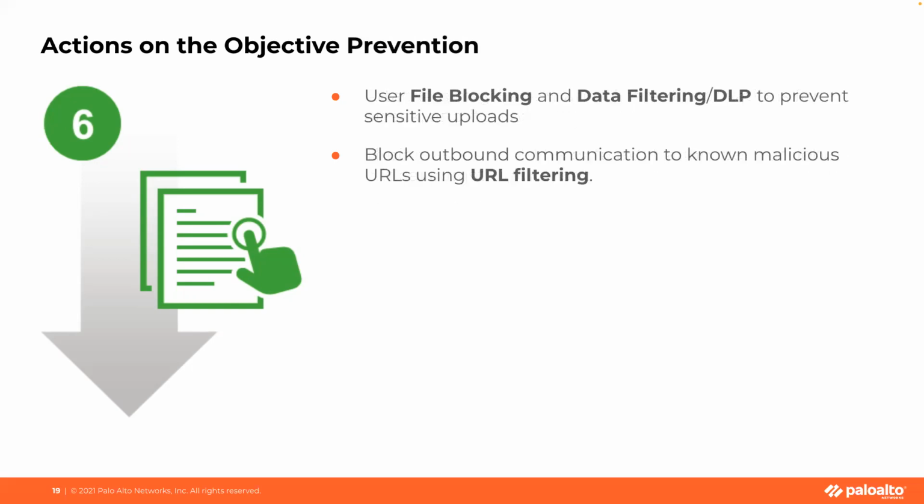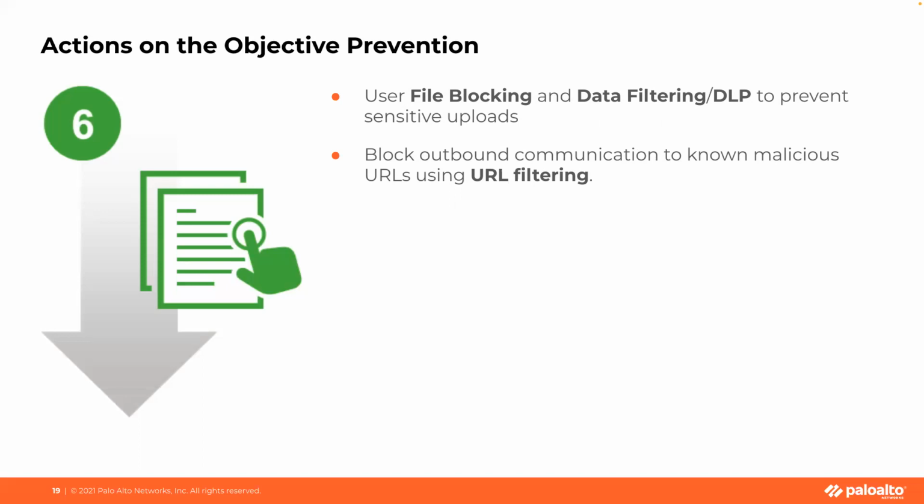So how do we prevent this? We can use file blocking and data filtering, or DLP, to prevent sensitive uploads. As I mentioned with file blocking, we can see, for example, that documents should not be going out from DMS or document management server to the internet. If that's an internal site, sensitive files or PDFs should never be going out from that place into the internet. So we can use file blocking to block file types that should not be going from one zone to another, where they normally would not want to see them.